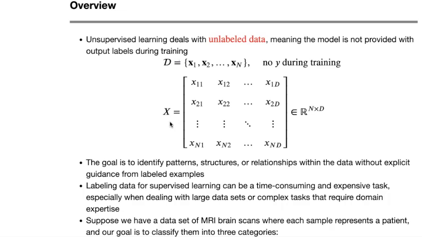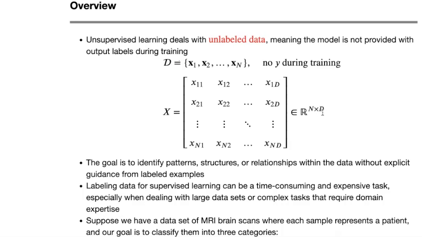And as always, the way that we write this is that we put each data point in one row. So in this case, x11, x12, to x1d are the d elements or features of the first data point. And then the second data point is going to be in the second row, and so on to the nth row here. So we will have xn1, xn2, to xnd. So this matrix is of size n by d. So we have n rows and d columns.